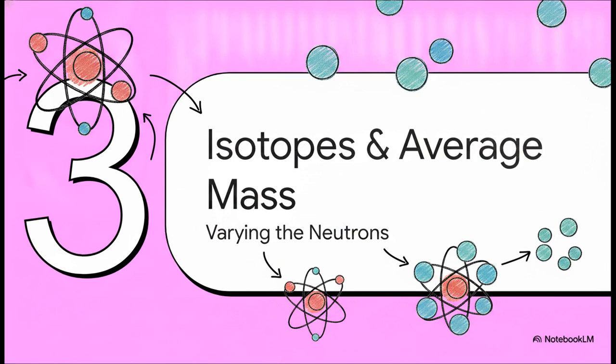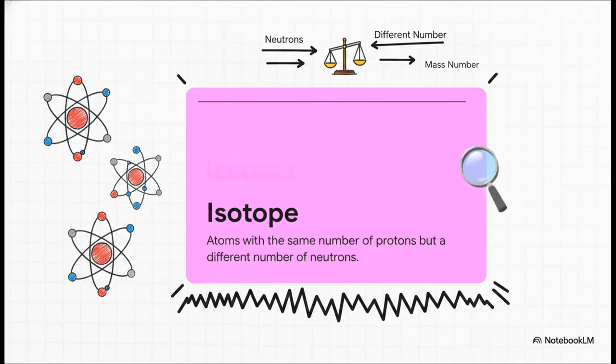All right, Section 3, isotopes and average mass. Let's see what happens when we start varying the neutrons. So when you actually change the number of neutrons in an atom, you create what's called an isotope. We define an isotope as an atom that has the exact same number of protons, so it's still the exact same element, but a completely different number of neutrons. And because of that, it has a different mass number.